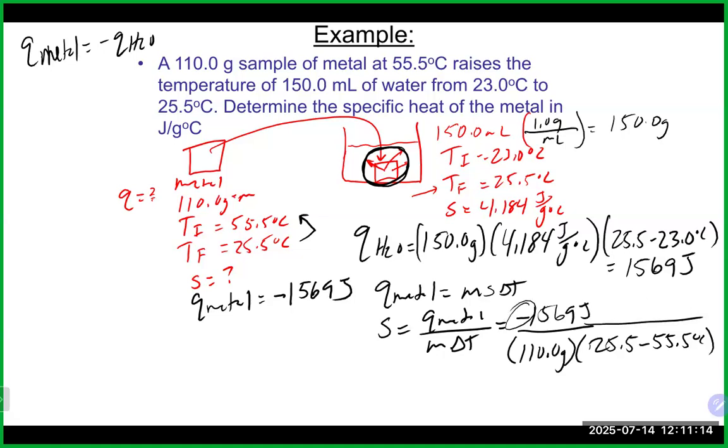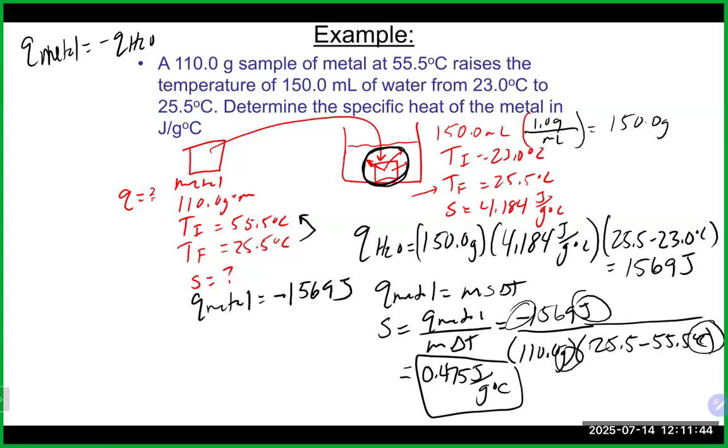We need to get rid of that negative there. And that will get us here 1569 divided by 110 divided by 25.5 minus 55.5. And it looks like we will end up with 0.475 joules per gram per degree Celsius, as none of these units cancel. Any questions on that?